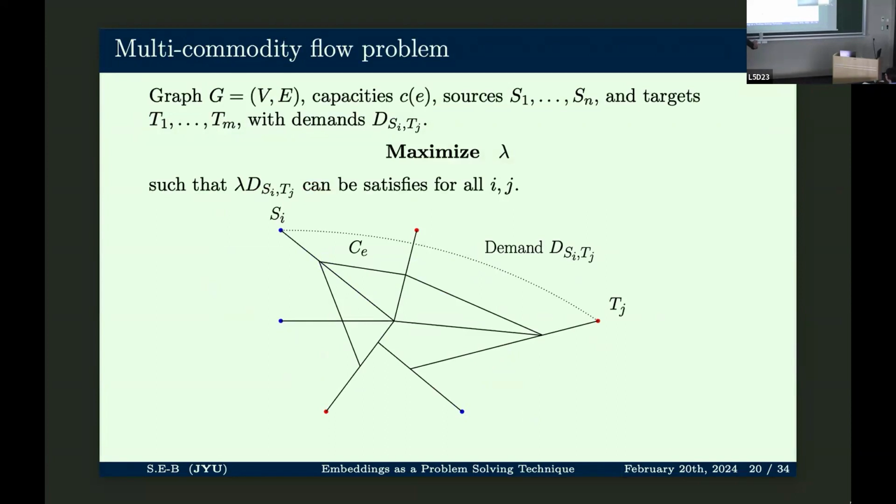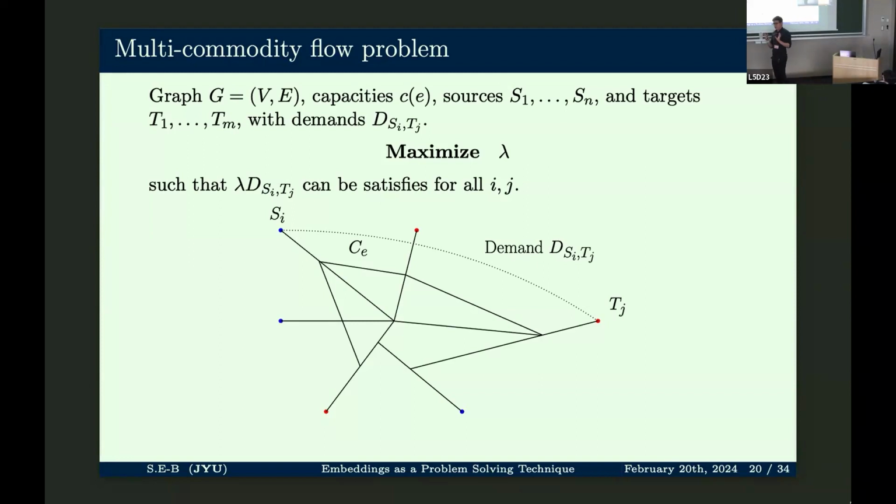Not just a single source and a single target, but multiple sources and multiple targets. You could even have different commodities here, but I'll just say that all commodities are the same. And what I will now do is see how much I can flow from these sources to these targets, again representing the condition that I use every edge at most its given capacity.